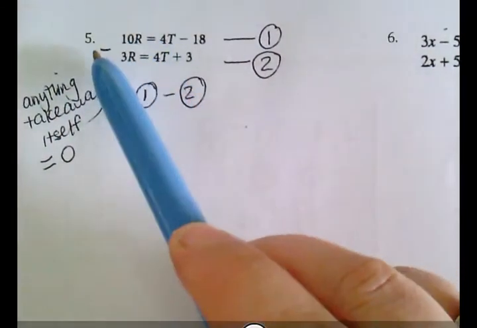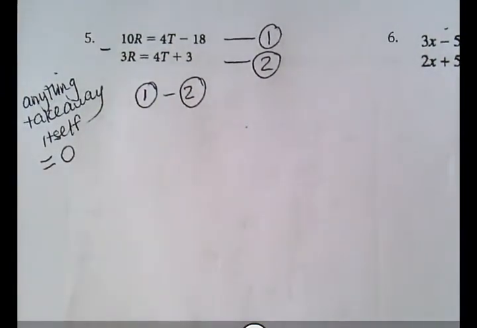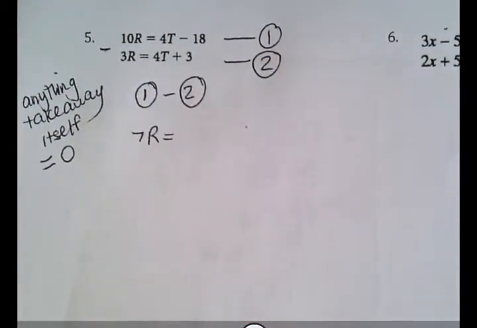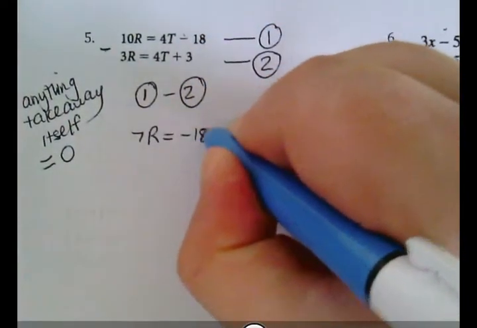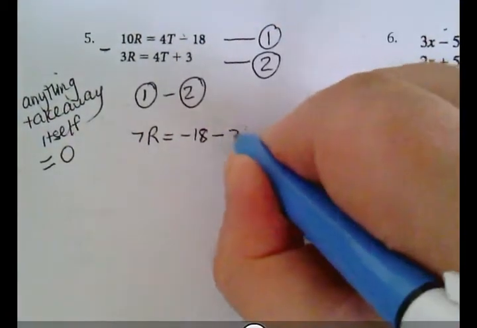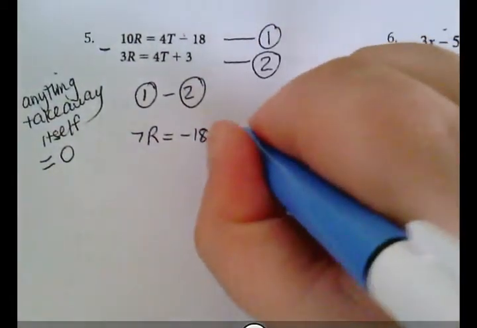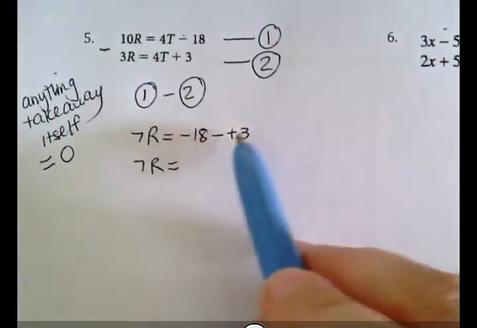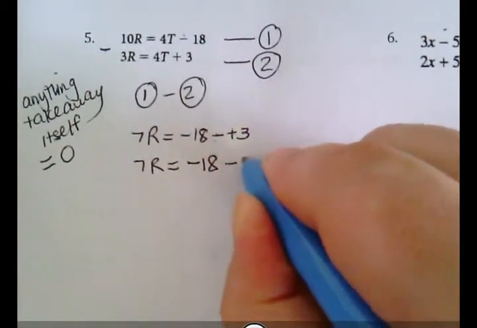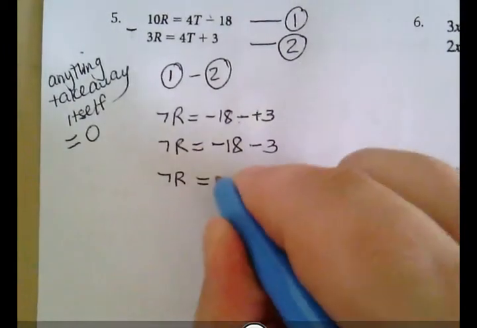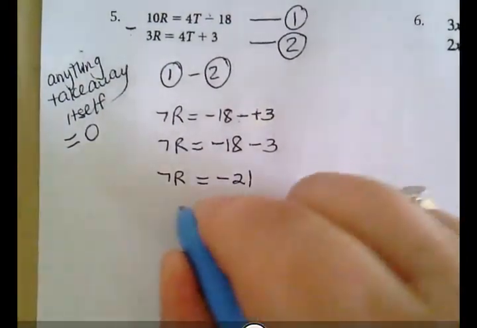So let's go. 10r take away 3r. What do we get? 10r take away 3r, 7r. 4t minus 4t is 0. And negative 18, I'm going to write it out, take away positive 3. There's no point putting take away plus 3. Remember, you never write two signs next to each other. It'll be negative 18. A minus plus becomes a minus when they're written next to each other. What does this equal? Negative 18 take away 3. Negative 21.